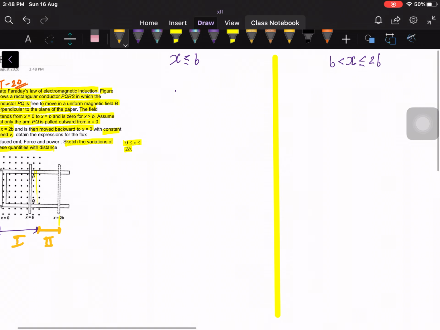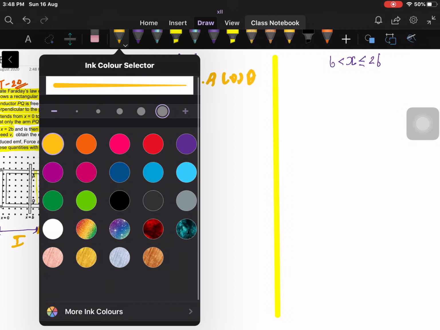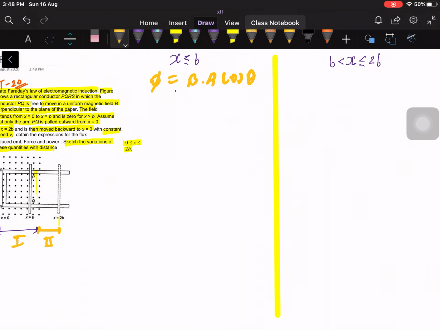What is the formula for flux? That is phi equal to B A cos theta. Here theta is 0, because the direction of the magnetic field and the area vector is the same. So phi will simply be BA. The magnetic field is not changing. What is changing? Area is changing, because arm PQ is moving outwards. If arm PQ is moving outward, the area will increase, which increases the flux.